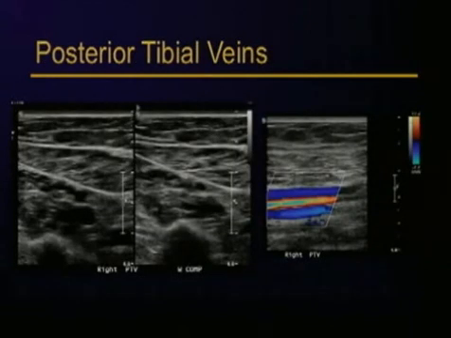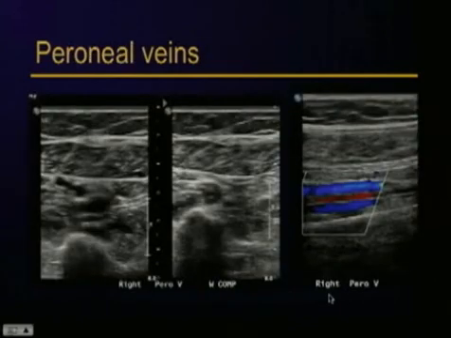Starting from the foot or from peripherally, here's an image of the posterior tibial veins. The veins are paired with the artery in between, and we take images in transverse with compression and in long axis with color. The peroneal veins are also paired with a single artery.